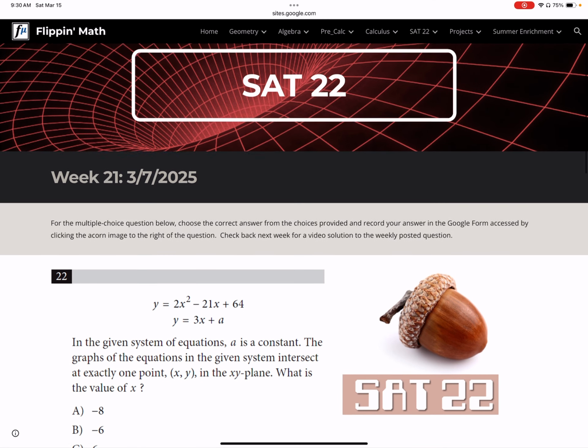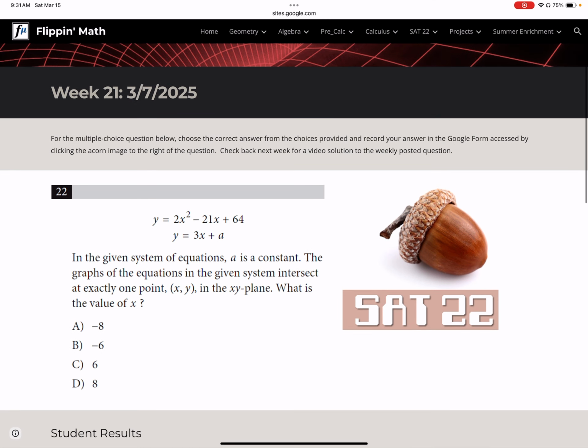Week 21 of our SAT challenge question. Let's take a look at our question.